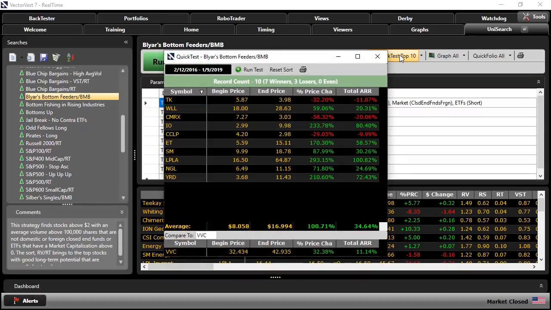I'm going to quick test the top 10. I'm going to test it again for 2 weeks. Look at if you held it up until 1/9 of 2019. Whew! Bottom fishing does create an incredible opportunity, folks, to make money.